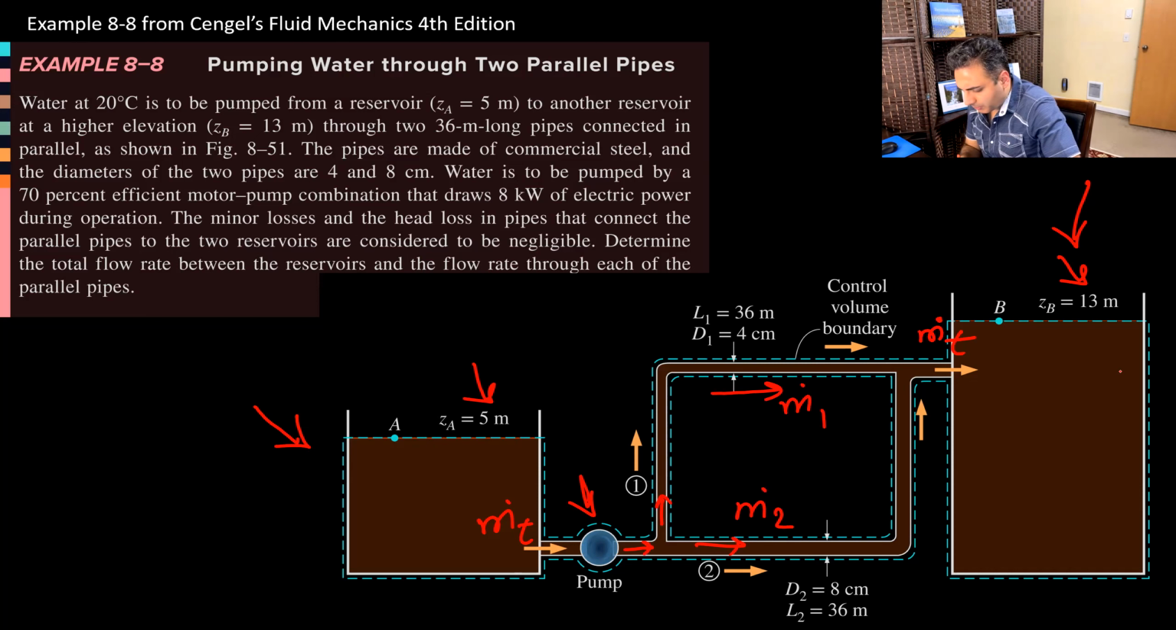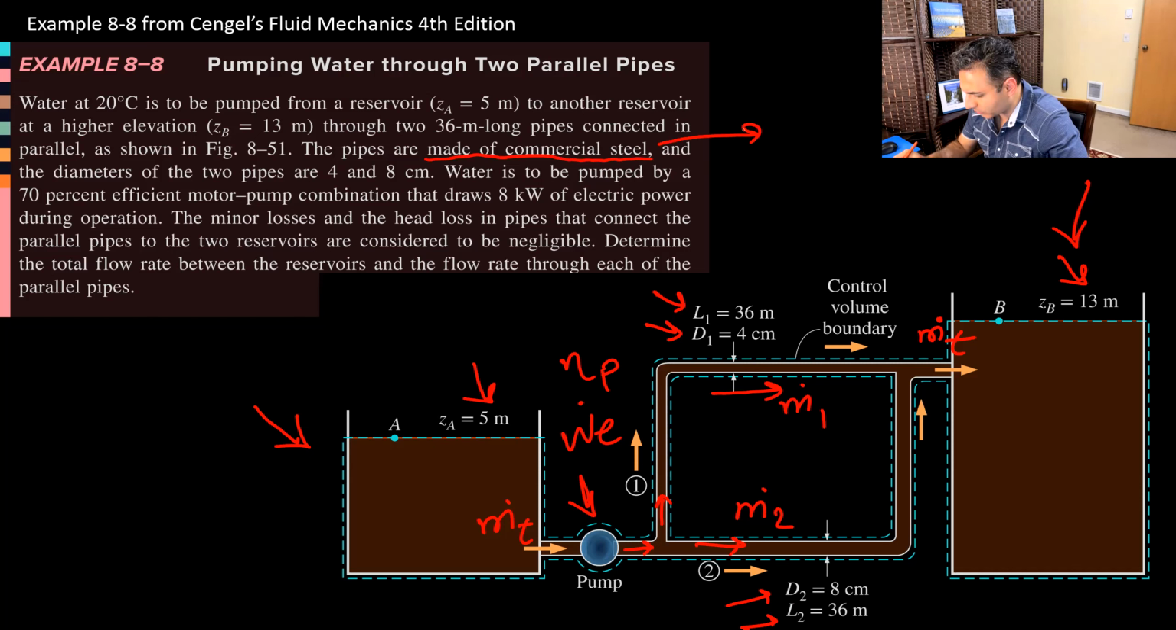So some information about the pump is given. For example, the amount of electric power that goes into this pump is given, the efficiency of the pump is given, and the diameter and the length of these two branches are given. Both of them happen to be like 36 meters, and the diameters are given. And the pipe material is also given, as it's made of commercial steel, which means that if you go to the Moody chart, epsilon for this case is 0.045 millimeters. So that's the information that you need to have when you want to calculate the friction factor.